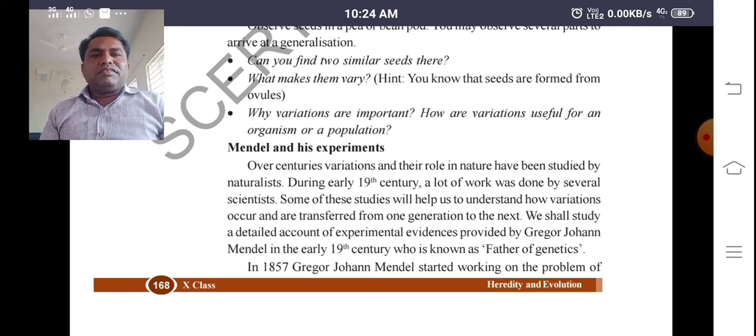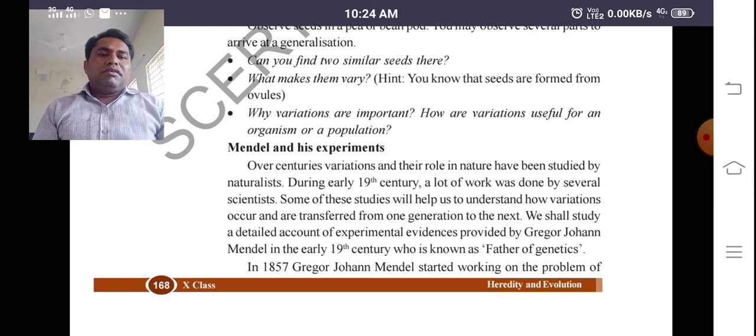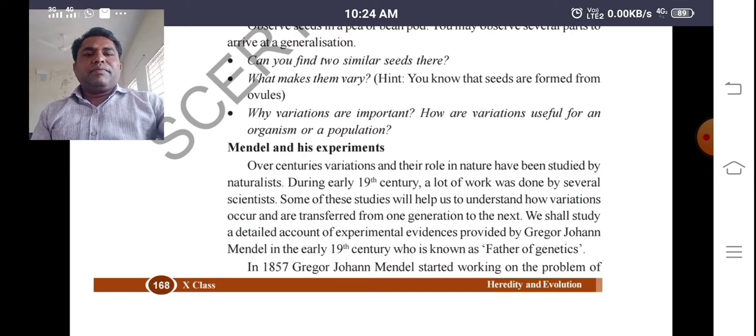Some of these studies will help us to understand how variations occur or are transferred from one generation to the next. We shall study a detailed account of experimental evidence provided by Gregor Johann Mendel in the early 19th century, who is known as the father of genetics. So once again, you have to keep in mind: who is the father of genetics? Gregor Johann Mendel.